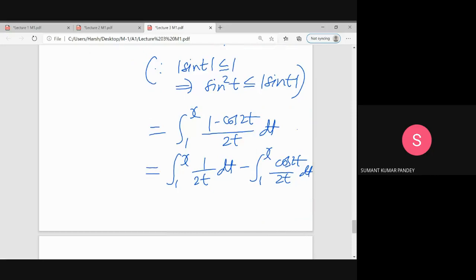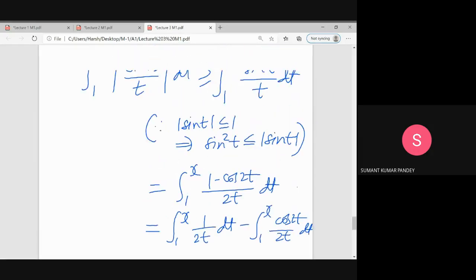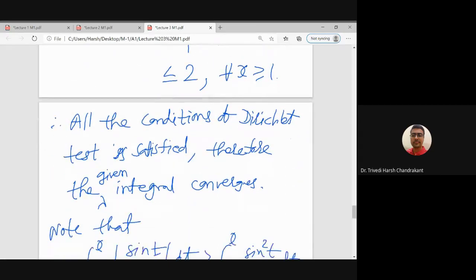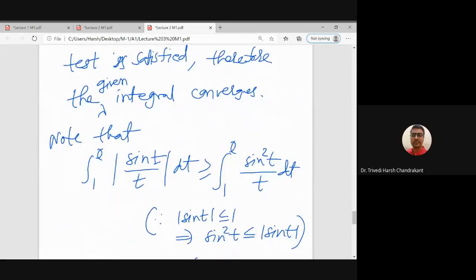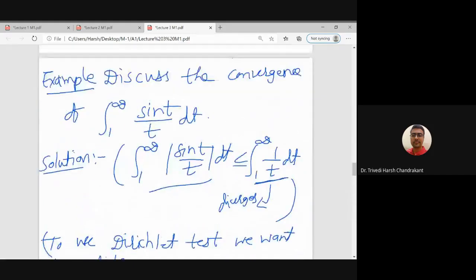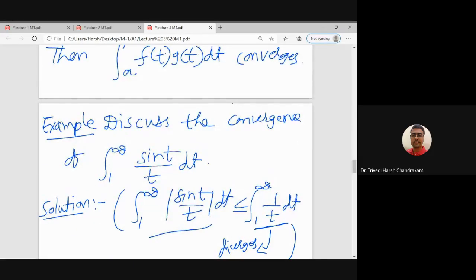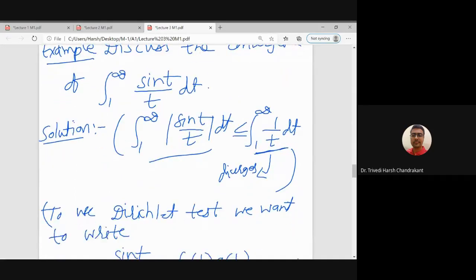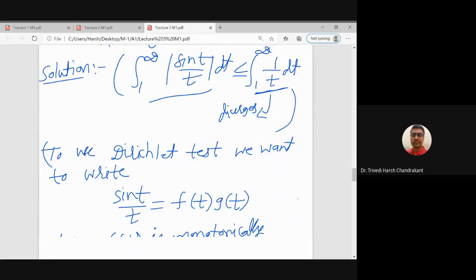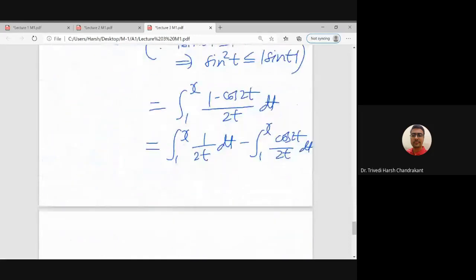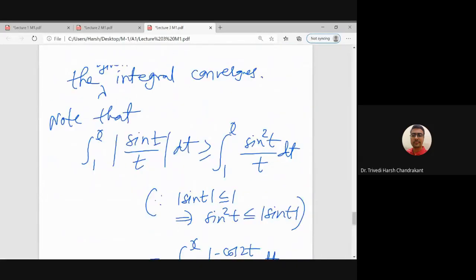Can you please repeat the last 1 minute of what you taught? Yeah. Did you understand this Dirichlet test? Its integral converges. Yes, sir. Right? So we have already checked that the given integral converges, so this example is over. But now we want to check whether it is absolutely convergent or not.